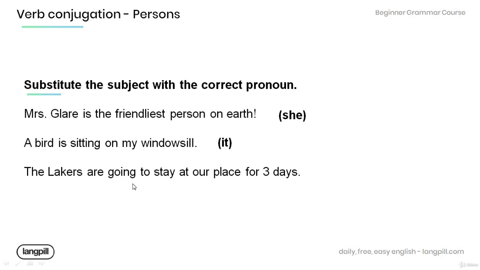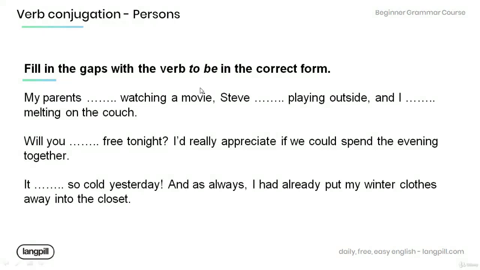The Lakers are going to stay at our place for 3 days. They are going to stay at our place for 3 days. Now have a look at the following sentences and fill in the gaps using the correct form of the verb to be.